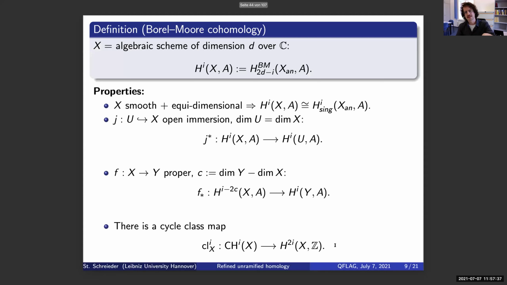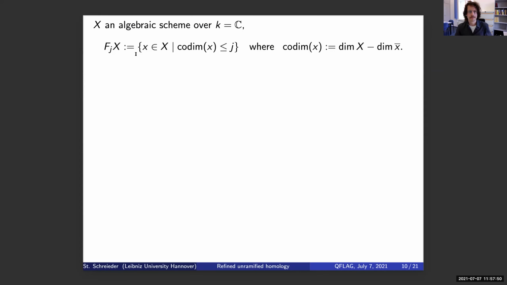Okay, so I will fix this cohomology theory for the rest of the talk and denote it for simplicity just by H^i_X(A), where A is an abelian group. And now in the heuristic before, what were we looking at? We were looking at a class on some big open subset and asked whether it extends to the points in the boundary. And to formalize this, it's useful to introduce the following notation.